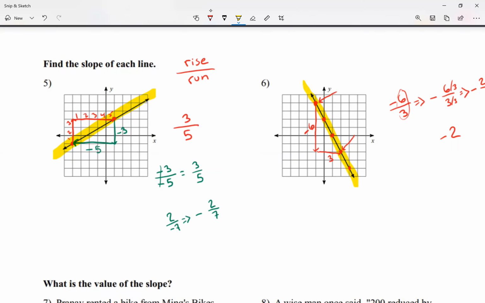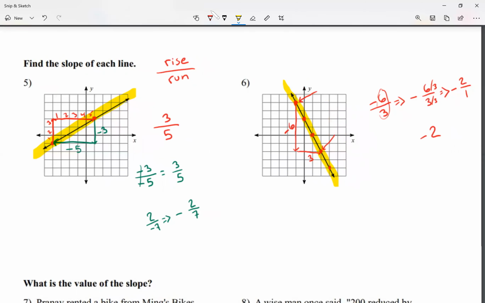When the graph is going up, like our question number 5, look, my slope happens to be positive because my graph is going up. When my graph is going down, question number 6, look, my slope happens to be negative. Again, traveling from left to right.